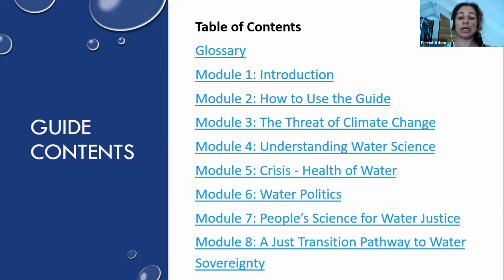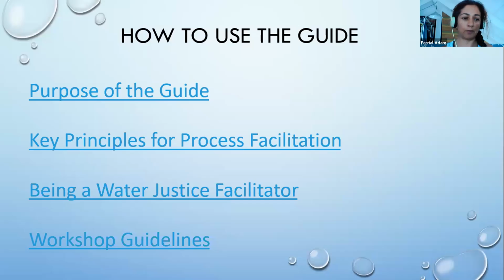And then we talk about the health of water, the water politics, because water is not just environmental, it's not just about farming, it's about decisions that governments make and that industries influence on who has water, who controls the water, and that's politics. And then, of course, we have module 7, which is people science for water justice. And then module 8 is a just transition pathway to water sovereignty. I will talk a little bit about each of these now.